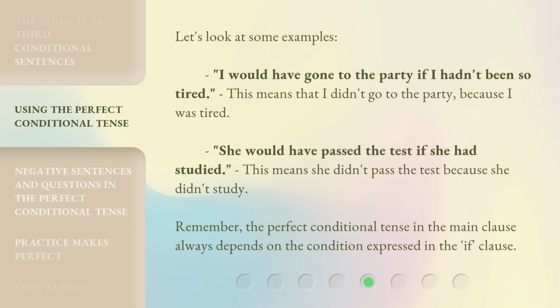Let's look at some examples. I would have gone to the party if I hadn't been so tired. This means that I didn't go to the party because I was tired. She would have passed the test if she had studied. This means she didn't pass the test because she didn't study. Remember, the perfect conditional tense in the main clause always depends on the condition expressed in the if clause.